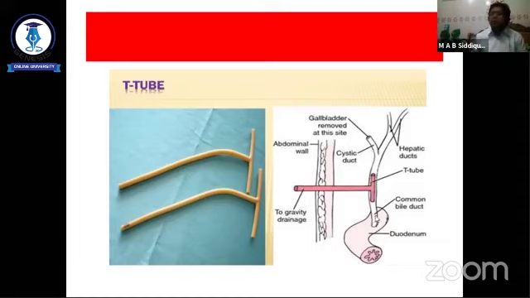If there is a stone impacted in the lower part of the CBD, as ERCP is available, it is better to remove the stone by ERCP. Previously this track was also used for removal of the stone through the T tube, which is called the Burhenne technique. Now it is almost obsolete.